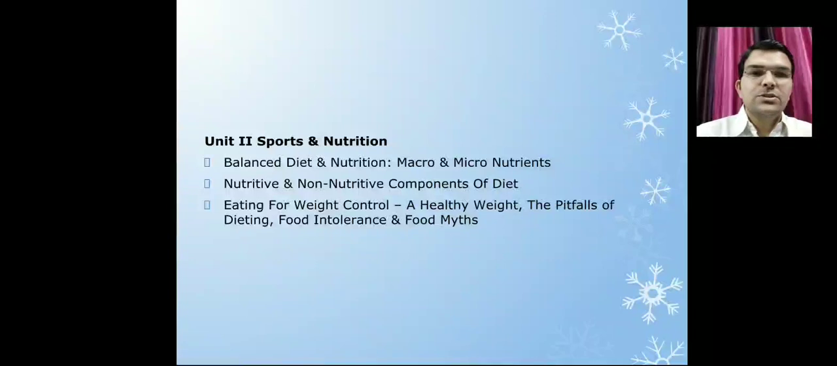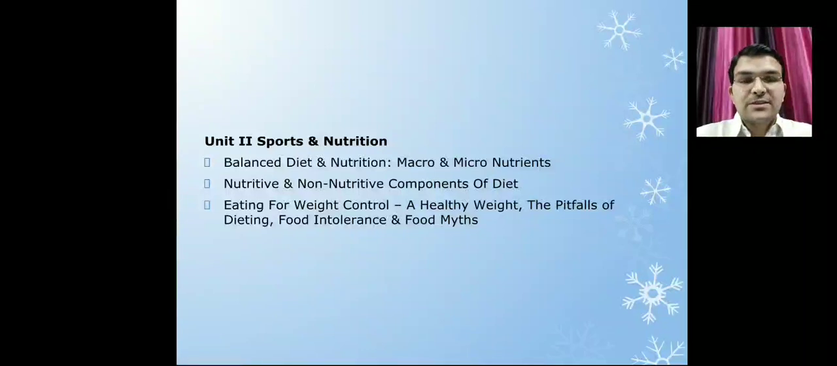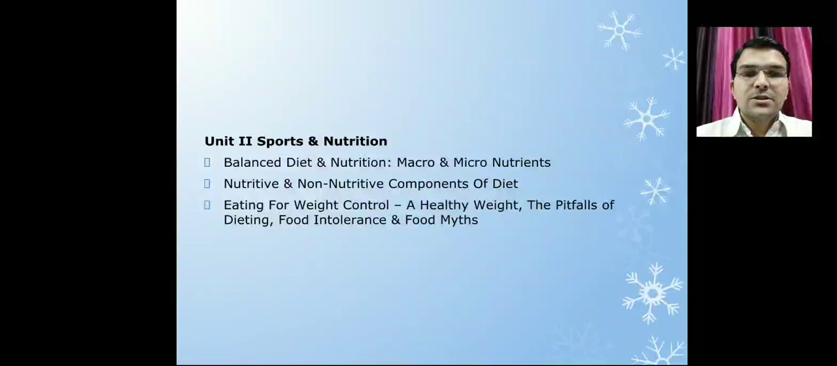Next unit is sports and nutrition. Balanced diet and nutrition with micro and macronutrients is the first topic. In this topic, we will cover all the micro and macronutrients which are part of our balanced diet. Next topic is nutritive and non-nutritive components of diet. The food components which we take in are categorized into these two categories, and will be discussed under this unit.